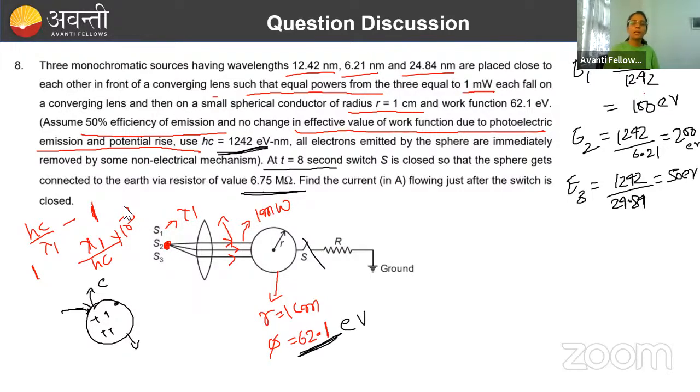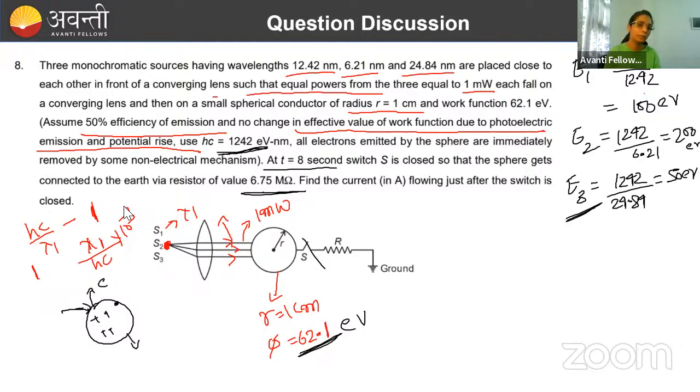62.1 इलेक्ट्रॉन वोल्ट. सो फोटो इमिशन उस लाइट के लिए होगा जिसकी एनर्जी 62.1 होगी या उससे ज्यादा होगी. सो E3 has less energy than that, वर्क फंक्शन से कम एनर्जी है इस लाइट के पास. सो E3 won't participate in the photoelectric effect, photo emission here. Only E1 and E2 will do. Done. ठीक है.